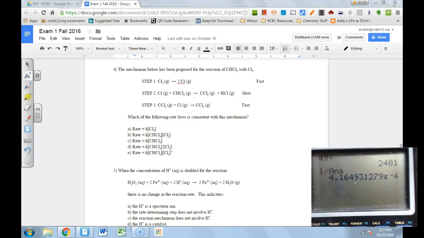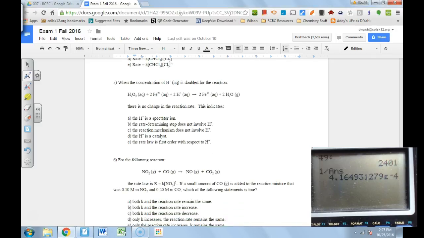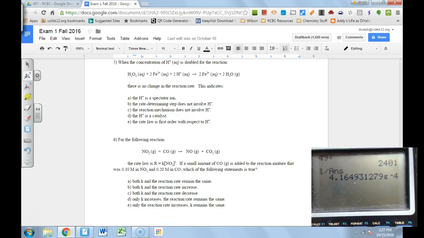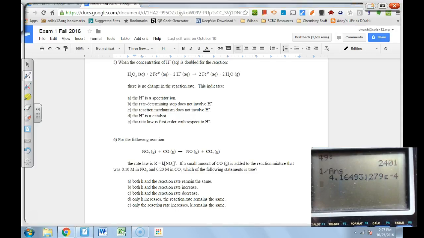Okay, so now the next one. Here, let's scroll down. Oh, look, this one I can get in the thing, and they're both just regular old knowledge problems. It says when the concentration of H plus is doubled for the reaction, there's no change in the rate. So H plus is here. If there's no change in the rate, that means that H plus is not in the rate law.